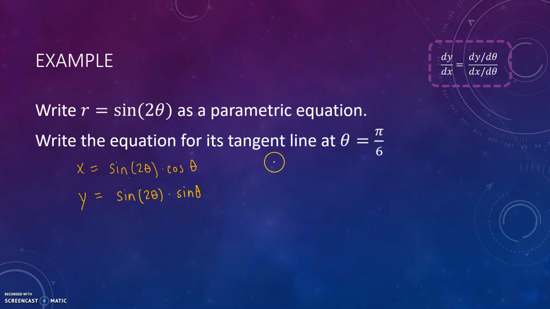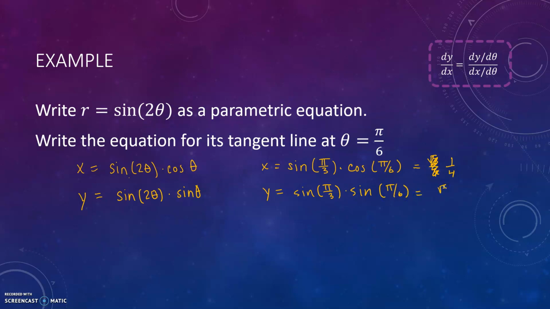And then we want to write the equation for the tangent line at pi over 6. So first of all, let's figure out what point we're at at pi over 6. So we'd be at x equals sine of pi over 3 times cosine of pi over 6. So that would be root 3 over 2 times root 3 over 2, so it would be 3 over 4. I lied. Sine of pi over 3 is root 3 over 2 and cosine of pi over 6 is root 3 over 2, so... actually the x-coordinate is 3 over 4.